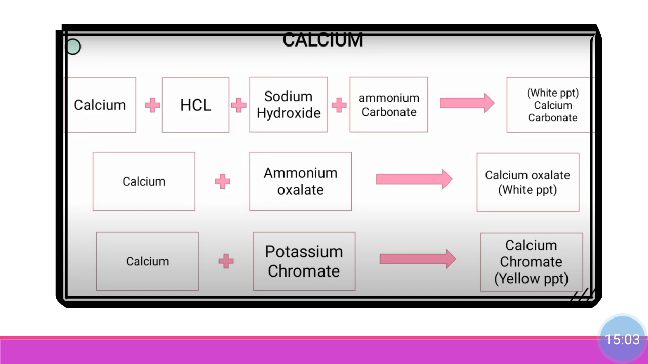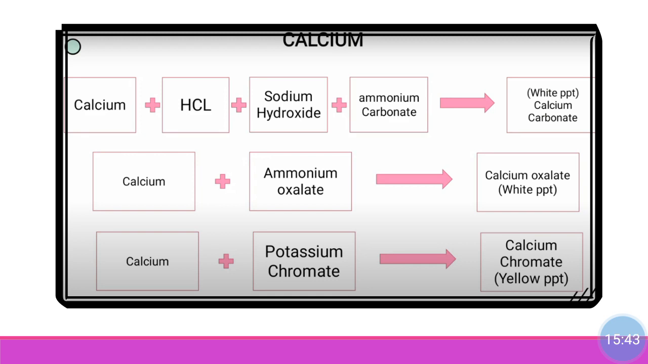Then the next test is for calcium. There are a total of 3 tests for calcium. First, when calcium is reacted with hydrochloric acid, sodium hydroxide and ammonium carbonate, a white precipitate of calcium carbonate is formed. Then when calcium is reacted with ammonium oxalate, a white precipitate of calcium oxalate is formed.